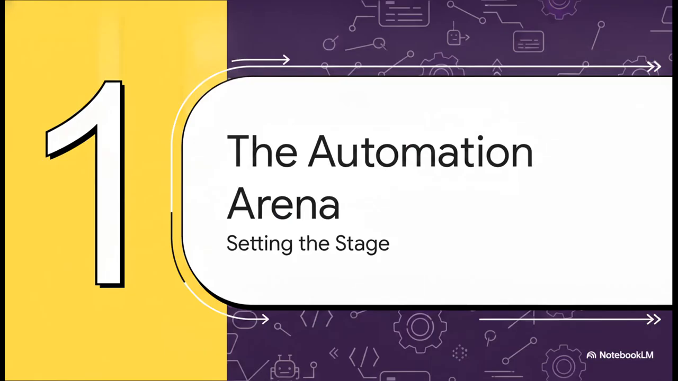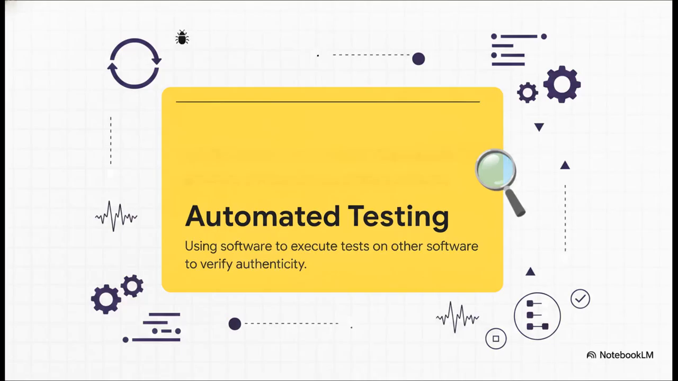Section 1. The automation arena, setting the stage. So, before we put these two giants in the ring, let's quickly ground ourselves. In today's hyper-fast software development pipelines, manual checking just can't keep up with deployment speeds. Well, not unless you want your QA team to literally never sleep.